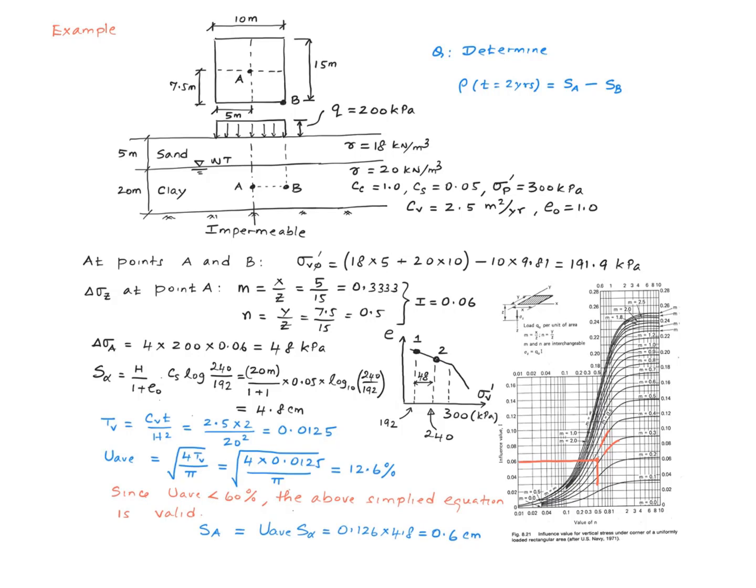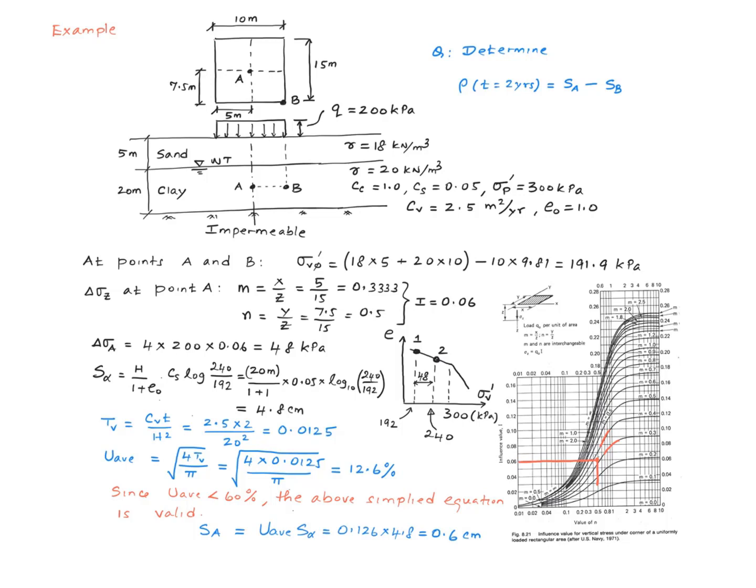I want to call your attention here to the value that I used for H. Now this is a singly drained clay layer, right? And therefore you need to use the entire layer thickness for H. So I'm using 20 meters over here.